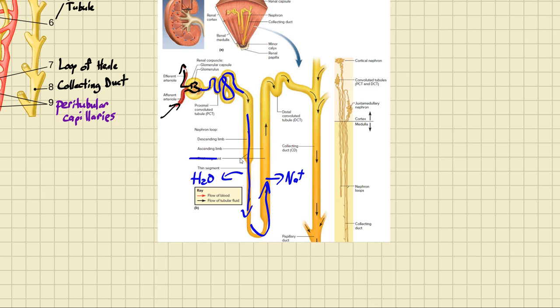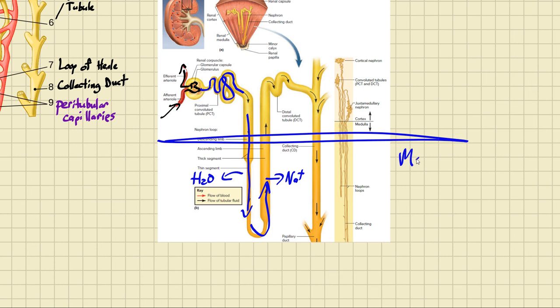This is all happening down in the medulla. Everything below about this line is in the medulla. And the medulla is really salty. Salty with salt and salty with urine. Either way, it has a high draw on water. It's really good at drawing water in close.